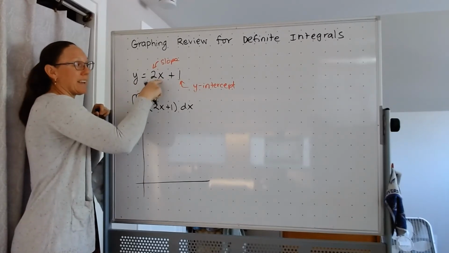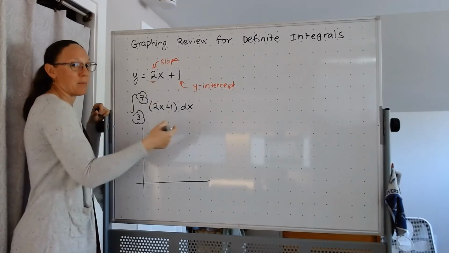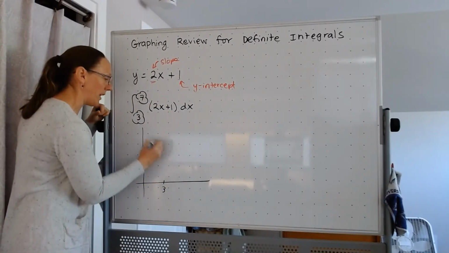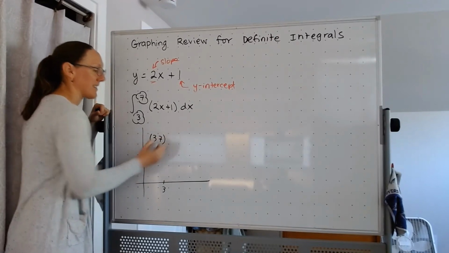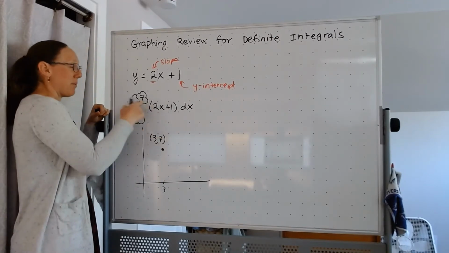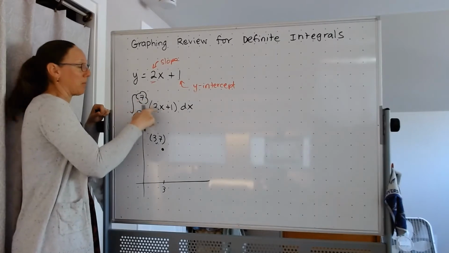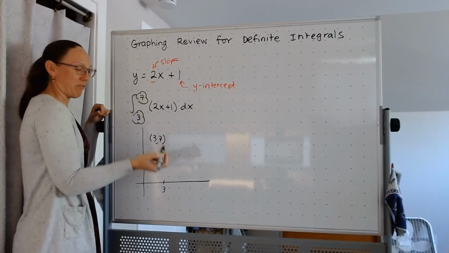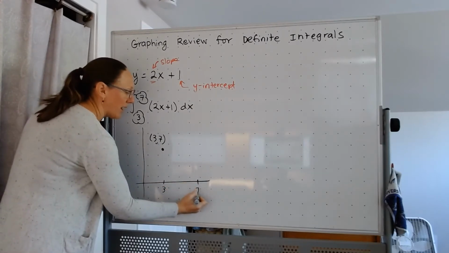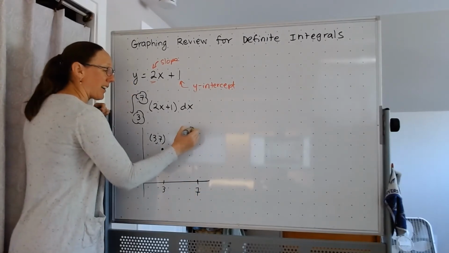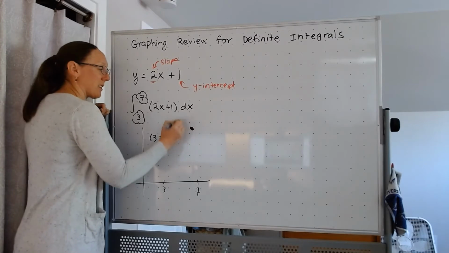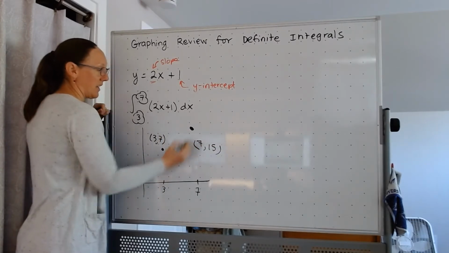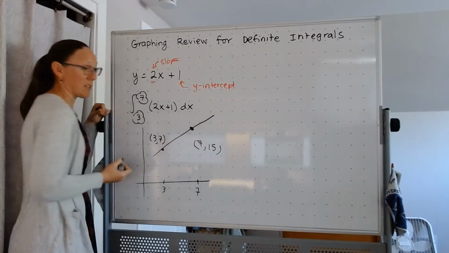So I could take the 3 and plug it into the function. 2 times 3, I get 6, plus 1, I'm at 7. So I'm going to come over here to the point 3, 7. Next up, I care about the 7. So when I plug in 7, 2 times 7 is 14, plus 1, I'm at 15. And I'm going to come over here and call that 7. I'm not going to worry about it being perfect. I'm just going to label this as the point 7, 15 and sketch the straight line between them.